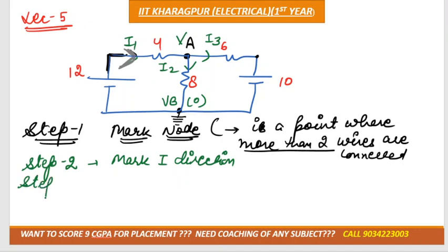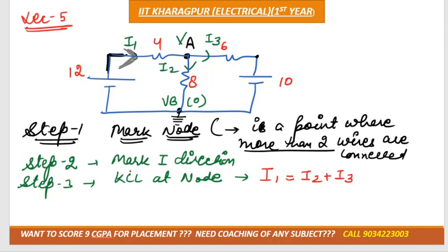Now step number 3 is to apply KCL at node A. KCL means the sum of incoming current is equal to the sum of outgoing current. I1 is the incoming current, so I1 must be equal to I2 plus I3, which are the outgoing currents. Now we'll convert the currents in the form of V by R always.